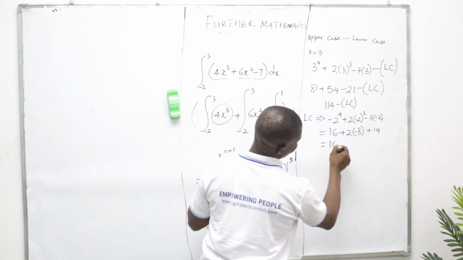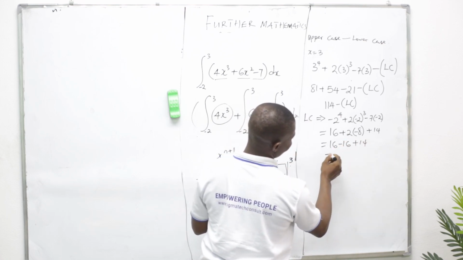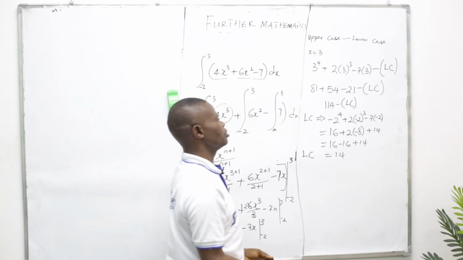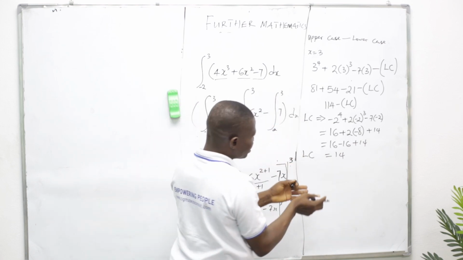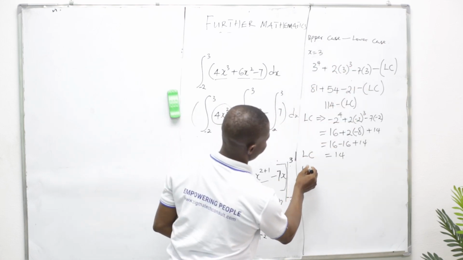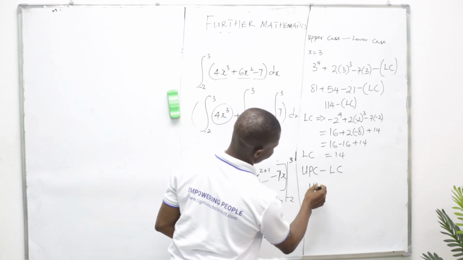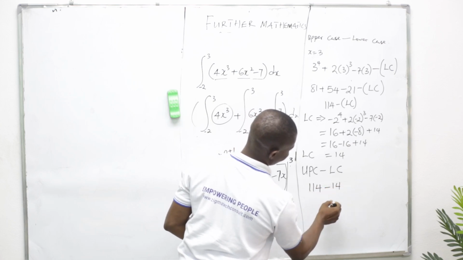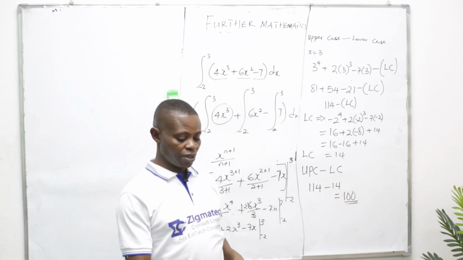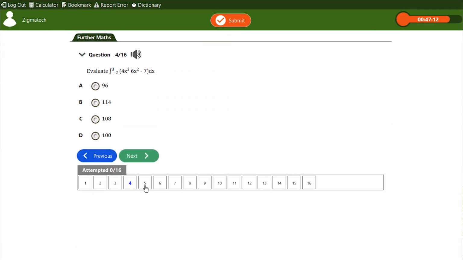This will give us 16 minus 16 plus 14. 16 minus 16 off, that is 14. Our lowercase is what? 14. Recall that we agreed it is what? Uppercase minus lowercase. So what do we do? The uppercase minus the lowercase, that is 114 minus 14 equals what? 100. So 100 is the solution, is the answer to that question. You can see there 100.